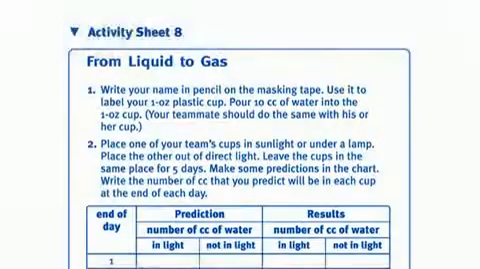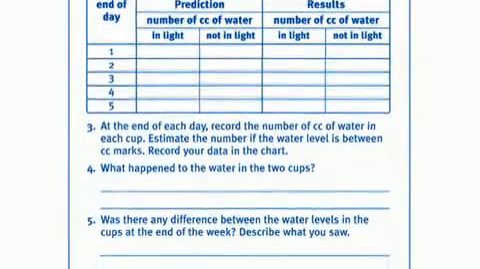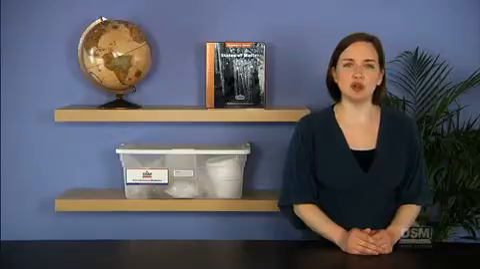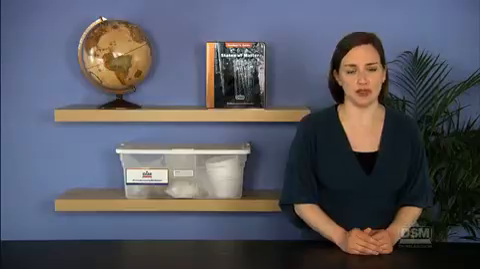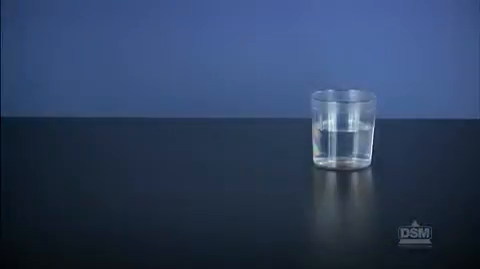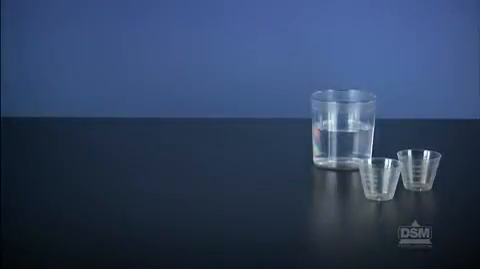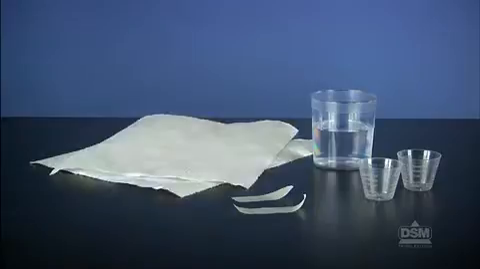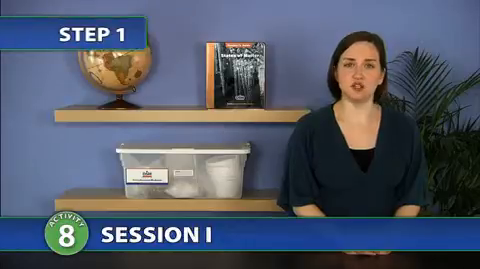To prepare for Session 1, make a copy of Activity Sheet 8 for each student. Set up lamps to provide heat, or select a sunny windowsill or a warm spot in the classroom where students can place their 1 ounce cups undisturbed for 1 week. Fill each tumbler about 2/3 full with water. Each team of 2 will need a tumbler of water, 2 1 ounce plastic cups, 2 strips of masking tape, and several paper towels.